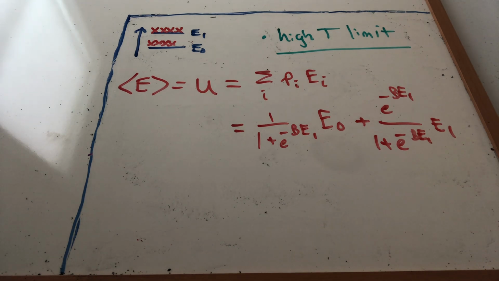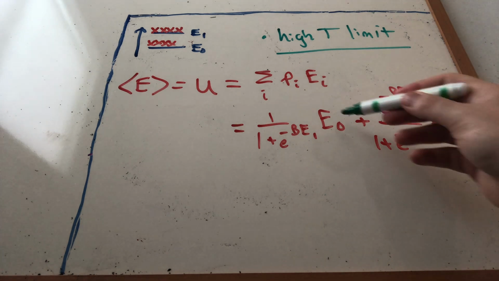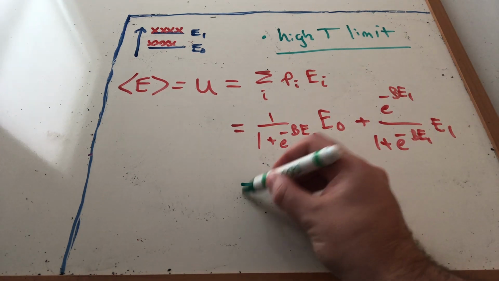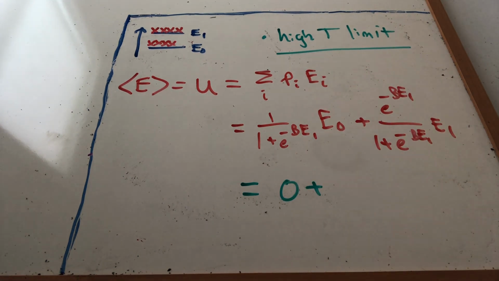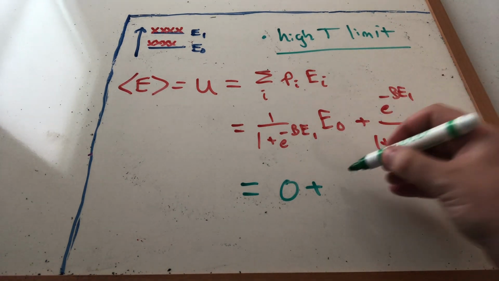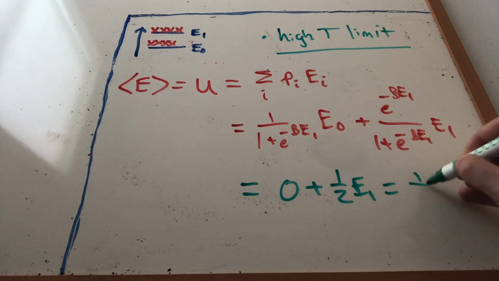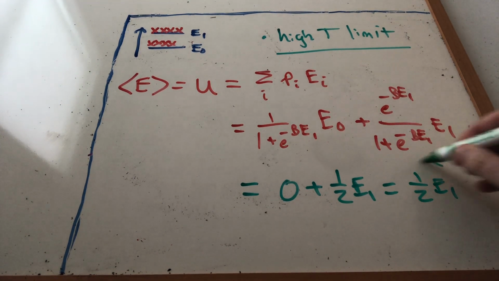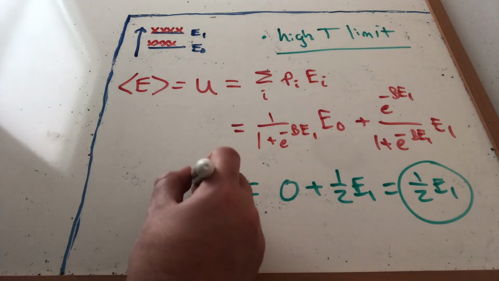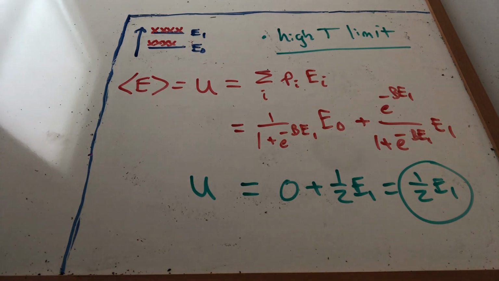Again, try to think about the low T limit yourself and what it would look like and how it makes sense. Well, E0 is 0, so no matter what, this term is 0. But in the high T limit, remember this looks like 1/2. So what you get out for average energy is 1/2 E1 in the high T limit. How does that make sense?